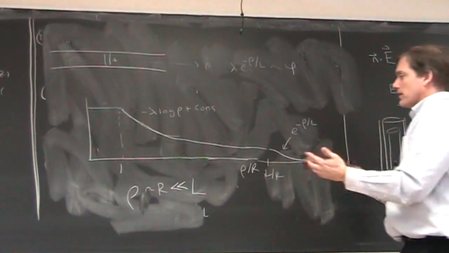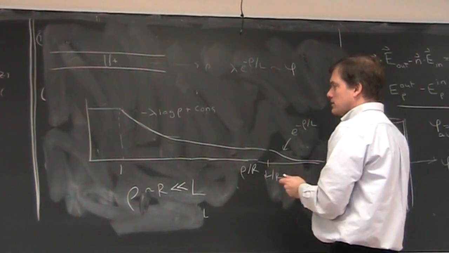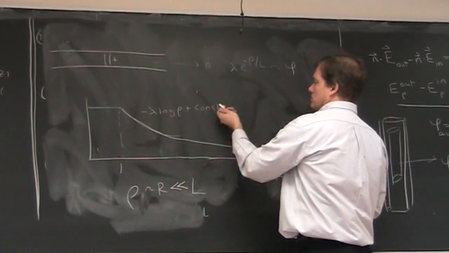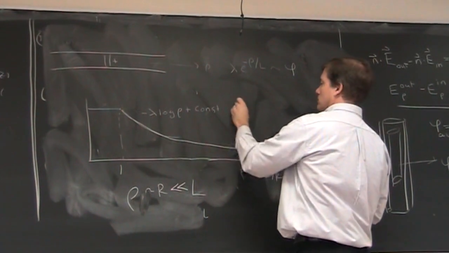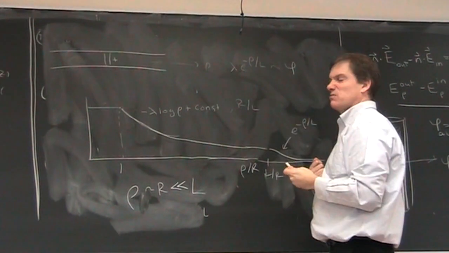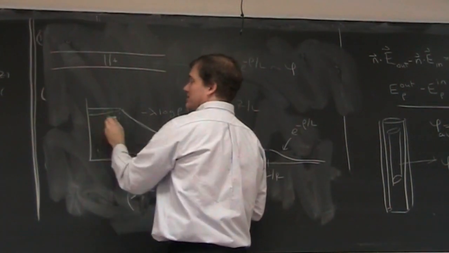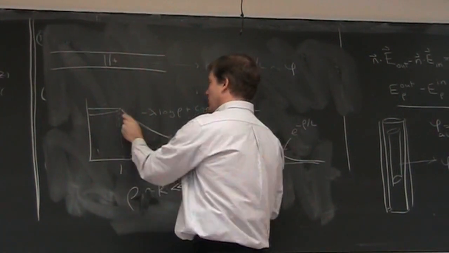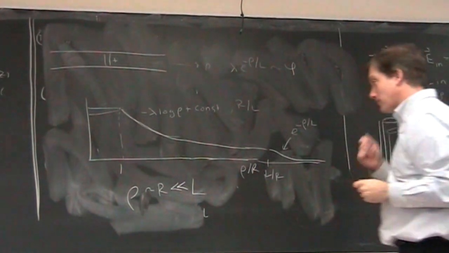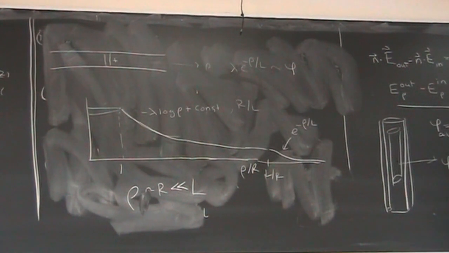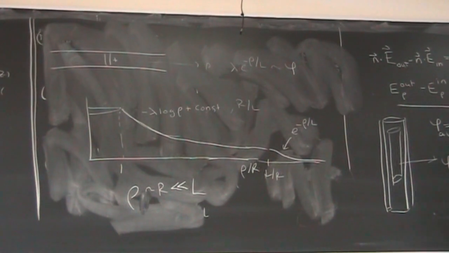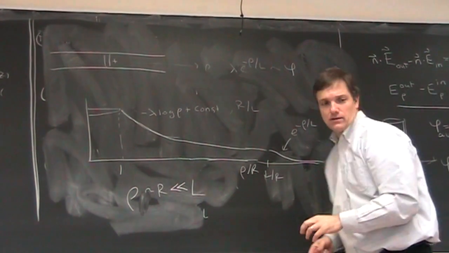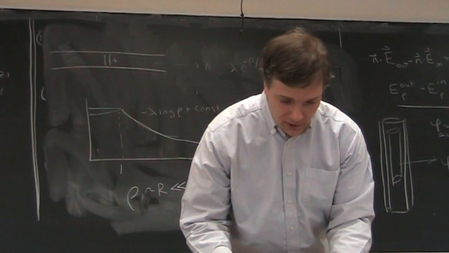And then there are corrections each time. Each of these pictures will have corrections, which are of order R over L. So maybe it's not exactly constant. Something small, which is order R over L, and some other things. So that's the picture we've got to go figure out. Now we have some understanding of that, so we'll go do this.